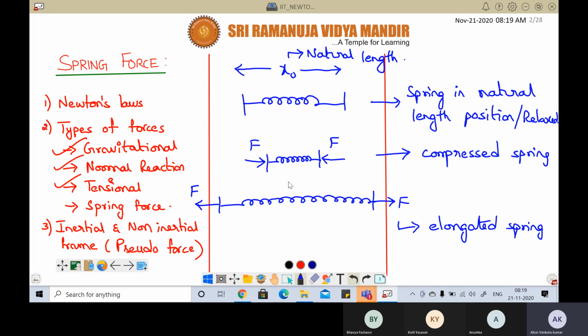When you compress, the length will decrease. When you elongate, the length will increase. Generally we consider ideal springs, just like we have taken massless strings and massless pulleys. Here also we consider ideal springs, which means mass is approximated to 0. Practically there is no spring which has mass 0, every spring will have some mass, but we consider it almost 0. So there is no gravitational force on the spring.